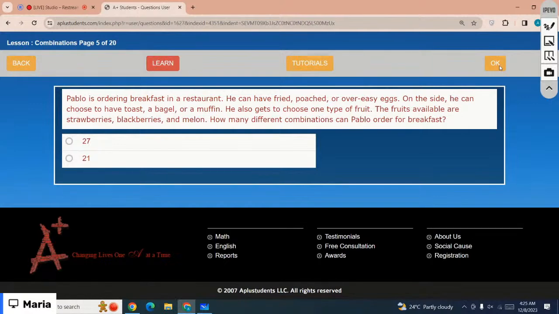The correct option is very good, 27 it is. So, the correct option is 27. See, he has three options here for the eggs, three options for the sides and three options for the fruit. So 3 times 3 is 9 and 9 times 3 is 27.